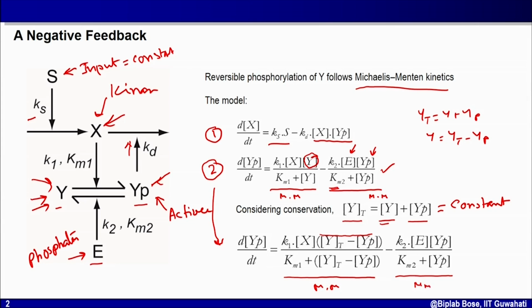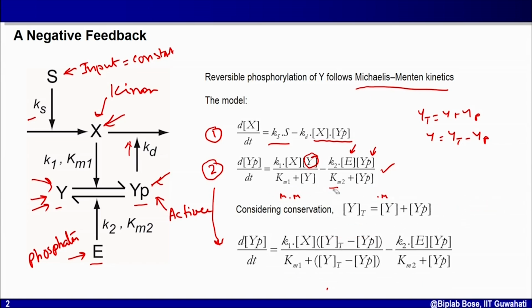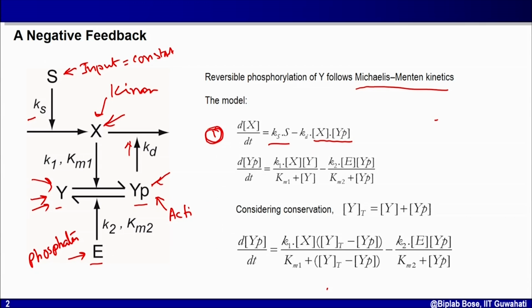So if I clean my board a bit, what have we considered? We have considered conservation of Y in terms of Y and Yp. So I am left with two ODEs. This is the first ODE, that is for X, and the second ODE for Yp. I do not require a separate ODE for dY/dt, because Y is dependent upon, or expressed in terms of, Yp. So I have two ODEs. Using these two ODEs, I will try to analyze the behavior of this system.